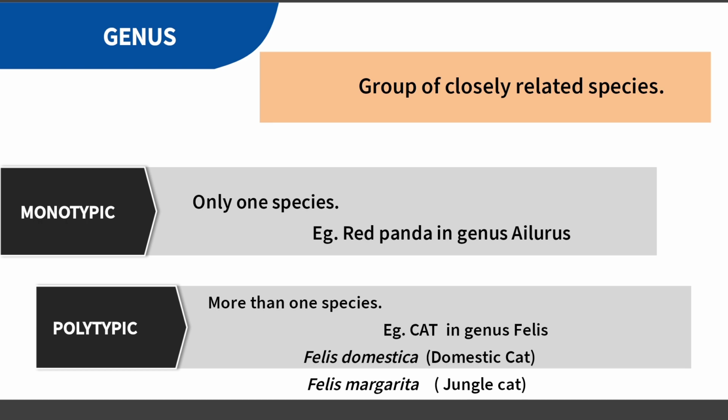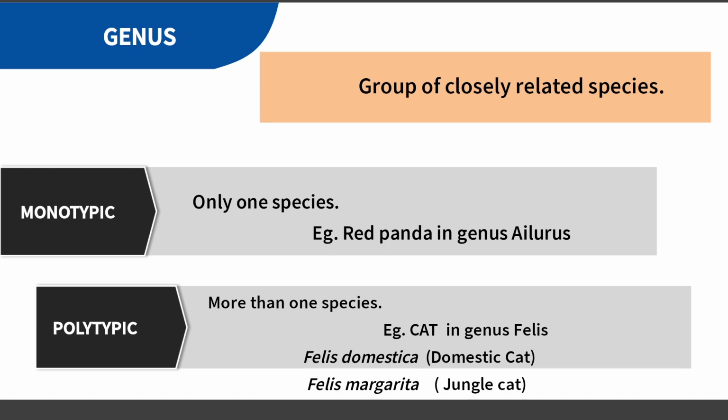So example, cat in genus Felis. Felis is a genus, and in that two types of Felis species are there. If you see there, Felis domestica, Felis margarita. So the first name is the genus name, I told you. So the genus name is the same. They belong to the same genus. Whereas if we see the second name, here it is domestica, there it is margarita.